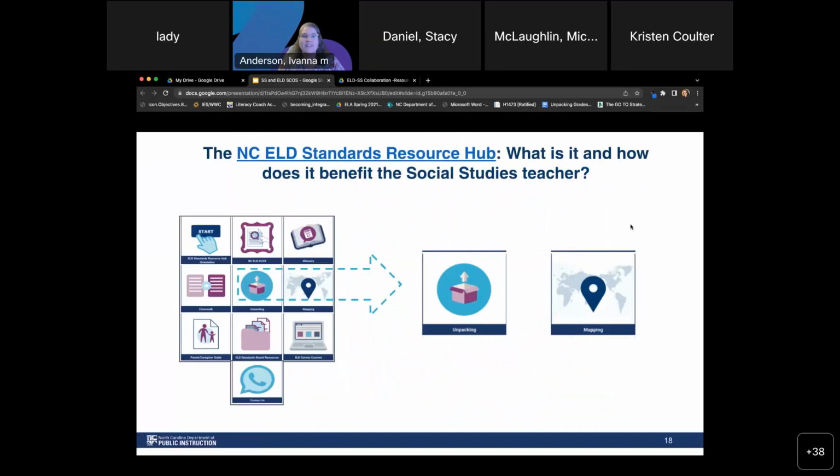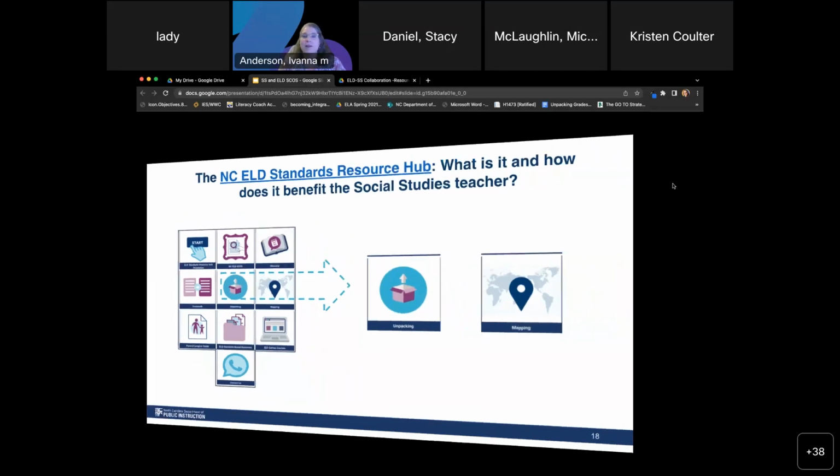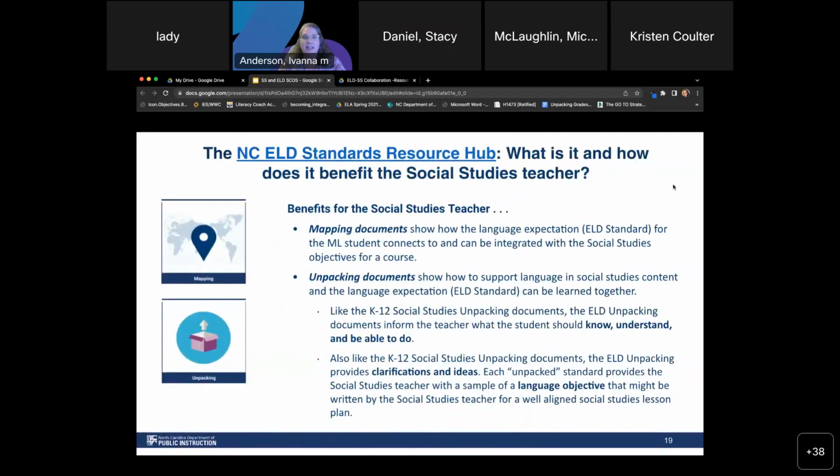So we mentioned the Standards Hub before. And when we go into the Standards Hub and you look at these little tiles, there is a tile for unpacking and a tile for mapping. And these two pieces of the hub were very exciting projects for us because our educators that were developing these pieces for us worked with our content area partners at DPI to develop materials that we believe will be very helpful for you in the content areas. So on the next slide, we'll tell you a little bit more about the mapping and the unpacking.